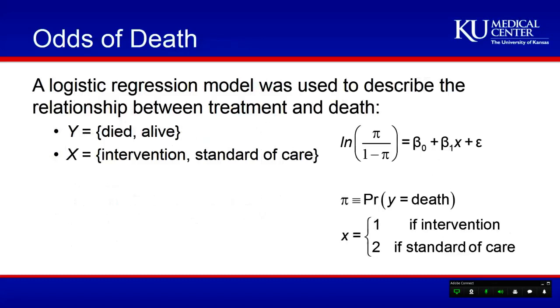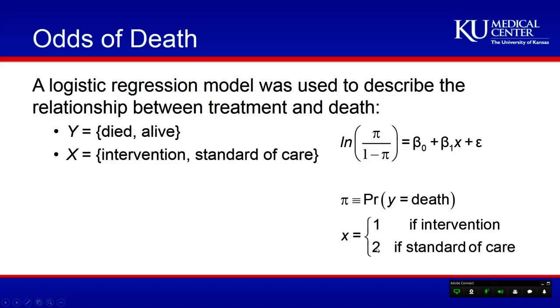So let's take a look at a relationship where the outcome is death. A logistic regression model can be used to describe the relationship between some treatment, where treatment is either some standard of care or some experimental intervention. It's categorical, and the outcome is their status, let's say, at the end of a year. They're either dead or alive. Again, pi represents the probability of the event occurring in the time frame, and we're modeling it using a logistic regression model.